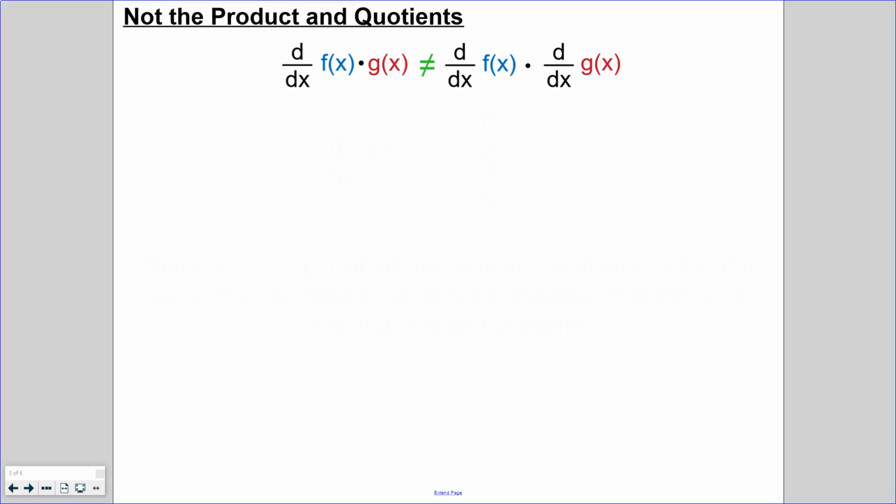Well, unfortunately, products and quotients don't work like addition and subtraction. If we have the derivative of f of x times g of x, that is not equal to the derivative of its two parts. So we cannot break apart multiplication like addition. Similarly, we can't break apart division like we did subtraction. So the derivative of f of x divided by g of x is not the derivative of f of x divided by the derivative of g of x.